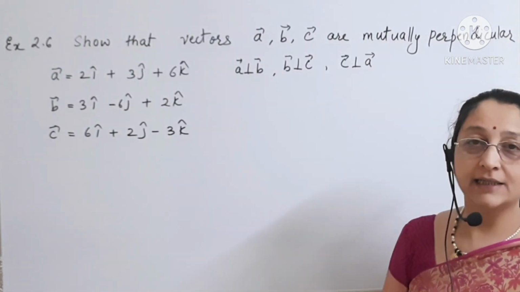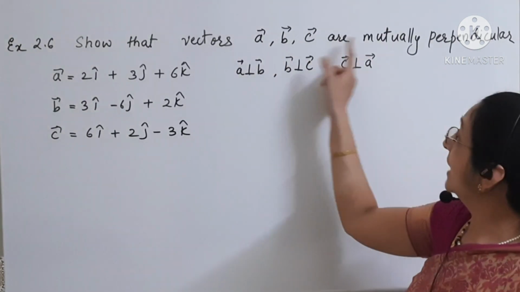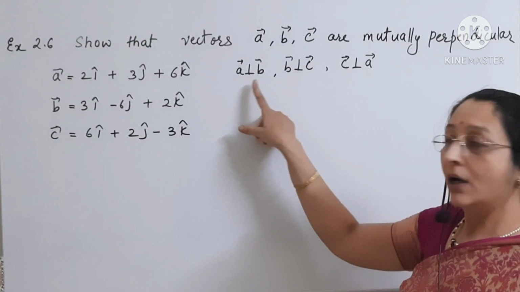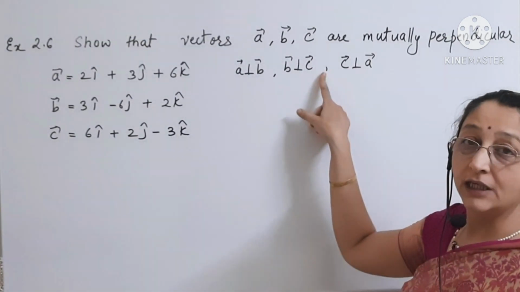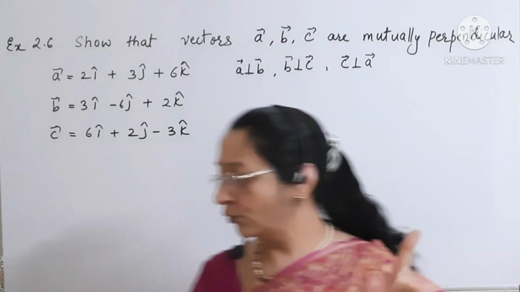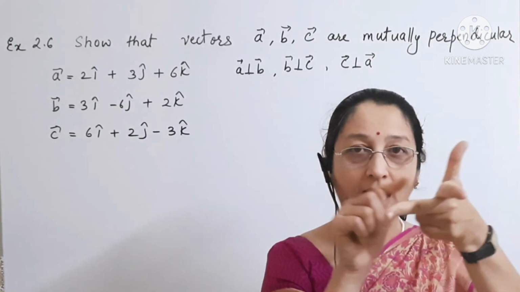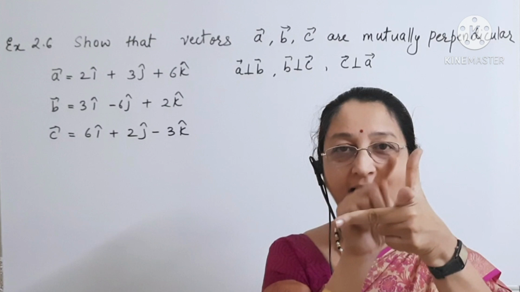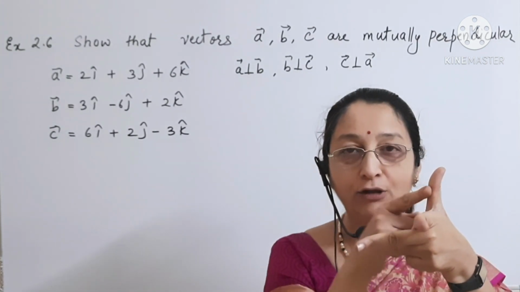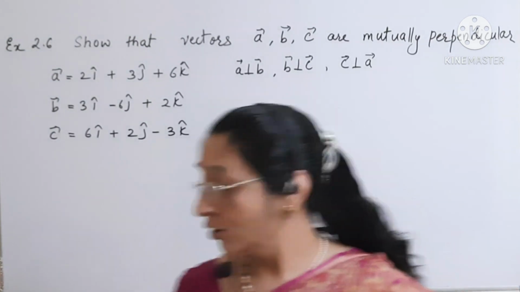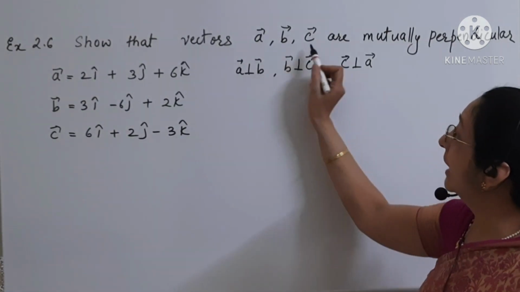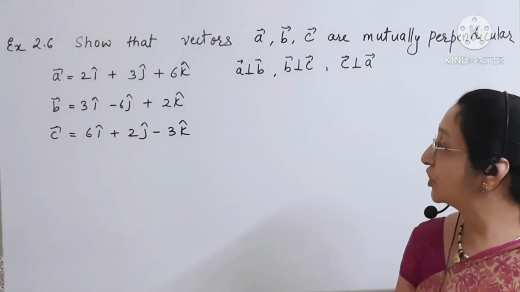आपल्याला हे प्रूव्ह करायचं आहे की ऑल दीज आर म्युच्युअली परपेंडिक्युलर, म्हणजेच A परपेंडिक्युलर टू B और B परपेंडिक्युलर टू C और C परपेंडिक्युलर टू A. म्हणजे तिघही वेक्टर्स जसे all the three axes x y z axis हे तिघही एकमेकांना परपेंडिक्युलर असतात. This is perpendicular to this, this is perpendicular to this, this is perpendicular to this. So similarly we have to show that the three vectors A, B, C are perpendicular to each other.